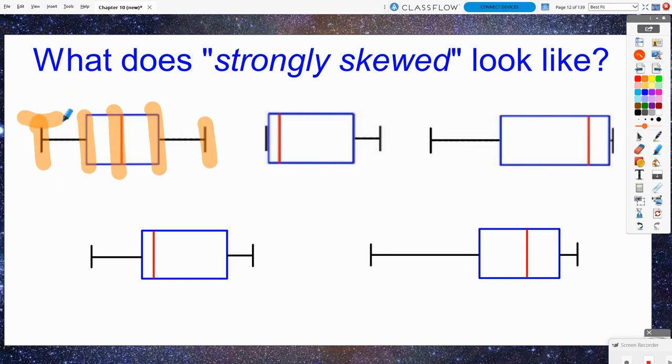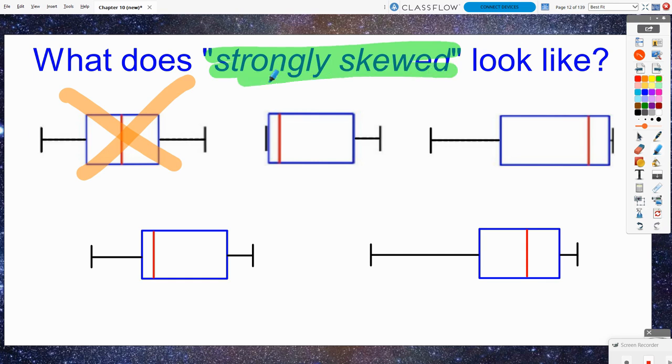Could it be approximately normal? Maybe, but it doesn't have to be exactly approximately normal. We could safely say, though, that it is symmetric. So strongly skewed, definitely not that. Now, on the flip side, the second in the middle here, I would definitely call this strongly skewed. So I'm going to highlight in green ones that I believe are strongly skewed.